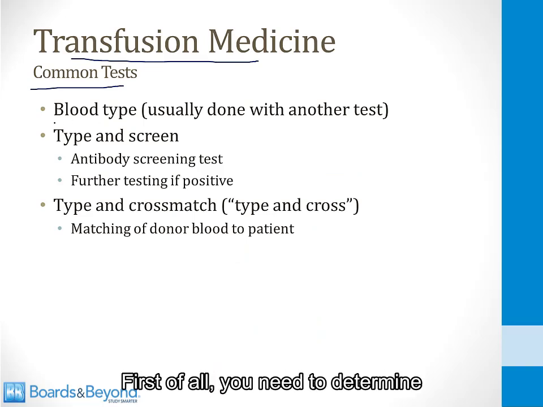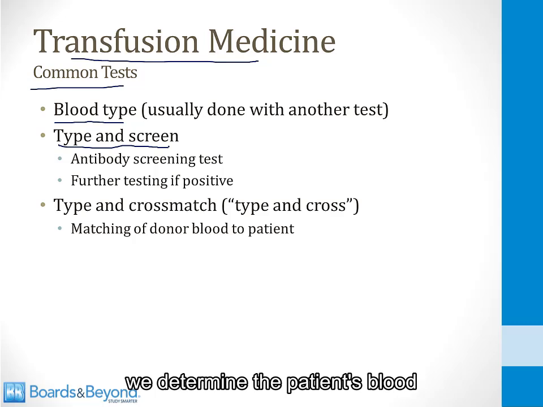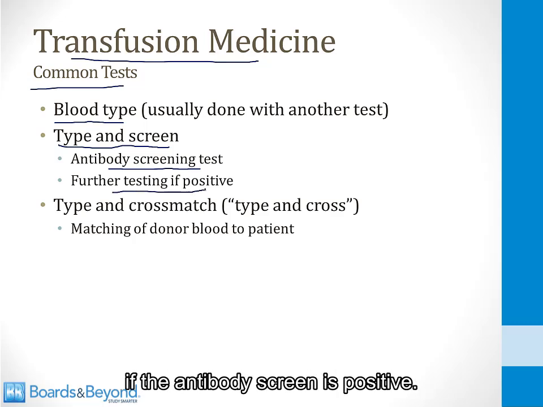First of all, you need to determine the patient's blood type, and this is usually done together with another test. When we order a type and screen, we determine the patient's blood type in terms of A, B, and Rh antigens, and we also perform an antibody screening test for antibodies to more rare antigens, and then we only do further testing if the antibody screen is positive.